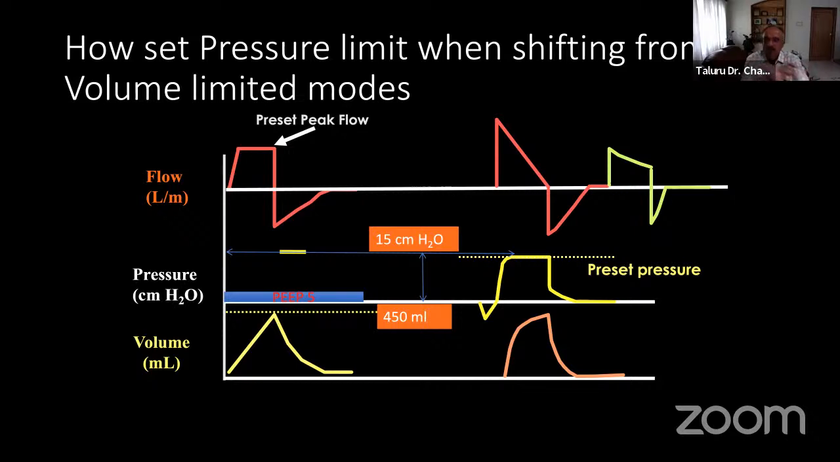and producing a pressure for that tidal volume. So when you change from volume to pressure, you use that pressure, and once you set that pressure, that tidal volume will be generated. This is how you change over from volume to pressure, either pressure support or pressure control. That is how you set it.